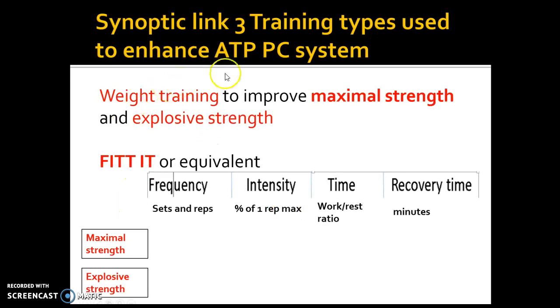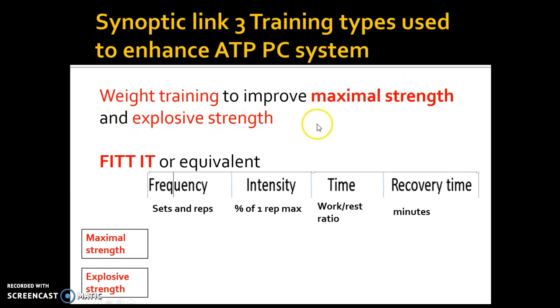Now, when you are using the ATP PC system, if you want to improve your use of the ATP PC system, it's really important that you use weight training. And weight training is a really good method to improve maximal strength and explosive strength. Now, I'm very aware you could use plyometrics for explosive strength. I'm going to steer clear of that. So before we even start, weight training could be used to improve maximal strength and explosive strength.